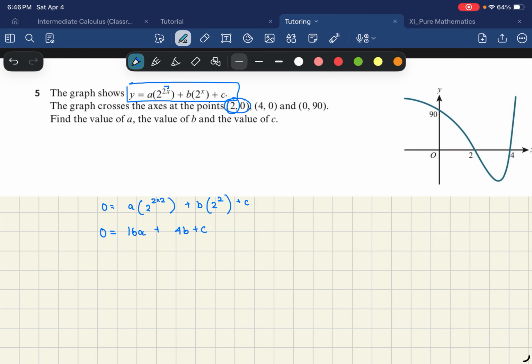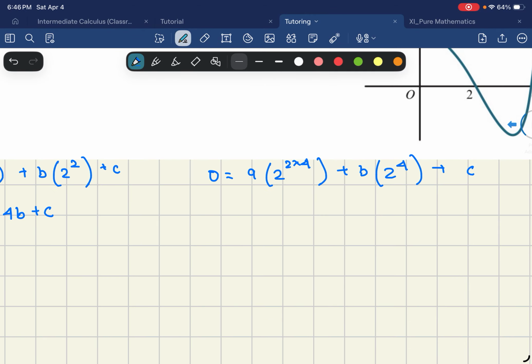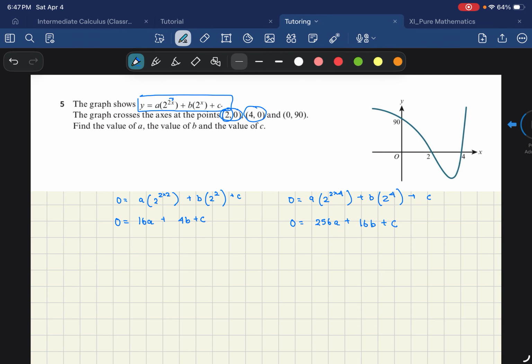That is equation 1. Now let's substitute our second point. 0 is equal to a 2 to the power 2 times 4, because x is 4, plus b 2 to the power 4 plus c. And this is simplifiable as well. 2 to the power 8 is 256. So we have 256a plus 2 to the power 4 is 16b plus c. So we have 2 equations here. And that is about it, right?